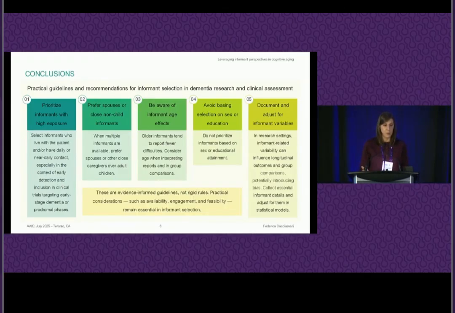And an important point is that these are evidence-based guidelines, but they aren't rigid rules, and we always have to consider practical aspects like who's available, who's engaged, and who's more willing to come to visit, for example, which remain essential to informant selection.